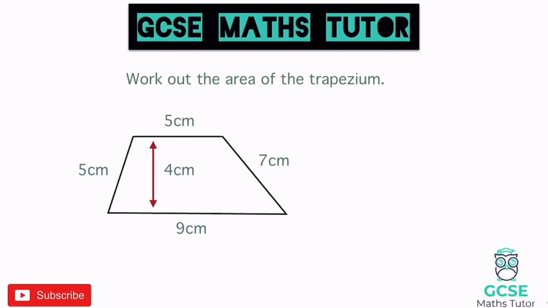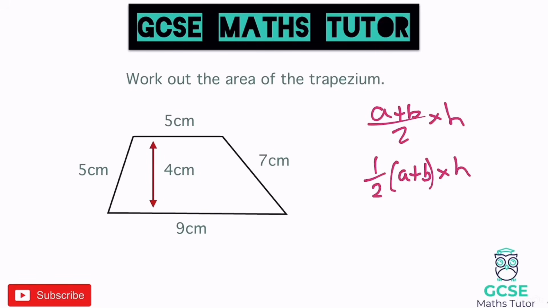Right, working out the area of a trapezium, there's a formula for the area of a trapezium. It's a plus b over 2 times by the height, or it can be written in a slightly different way. You can say half a plus b, again times in by the height. Now a and b are the parallel sides, which in this case is the 5 and the 9. So we add those together to start with, so 5 plus 9. We halve that, so 5 plus 9 is 14, half of it is 7. And then we times that by the height.